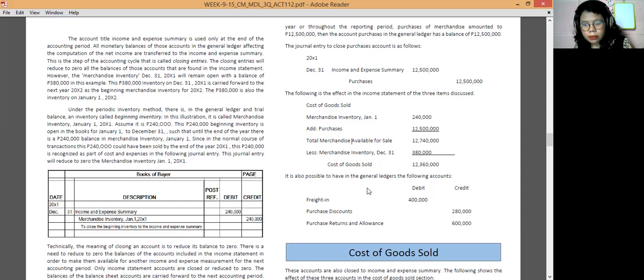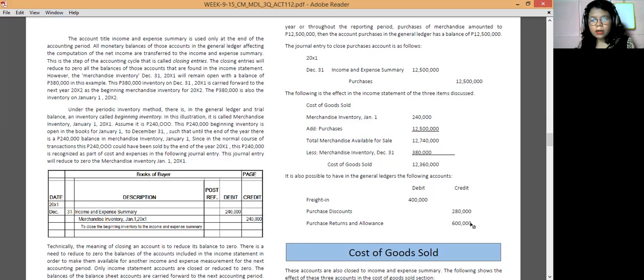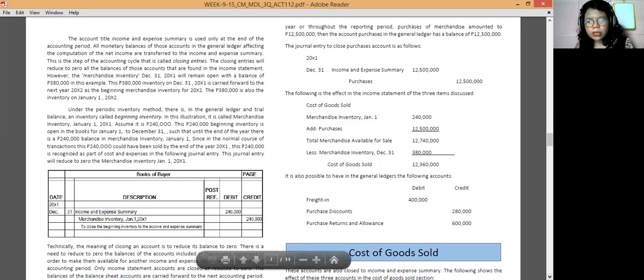It is also possible to have in the general ledger the following accounts. Freight in, if ever, 400,000. Purchase discounts, 280,000. And purchase returns and allowances is 600,000. So, guys, huwag kayo masyadong ma-confuse. Ito ay mga given sa ating illustration. So, pag nag-prepare na kayo, possible na given din. Pero pag pina-compute sa inyo, kailangan nyo i-compute.